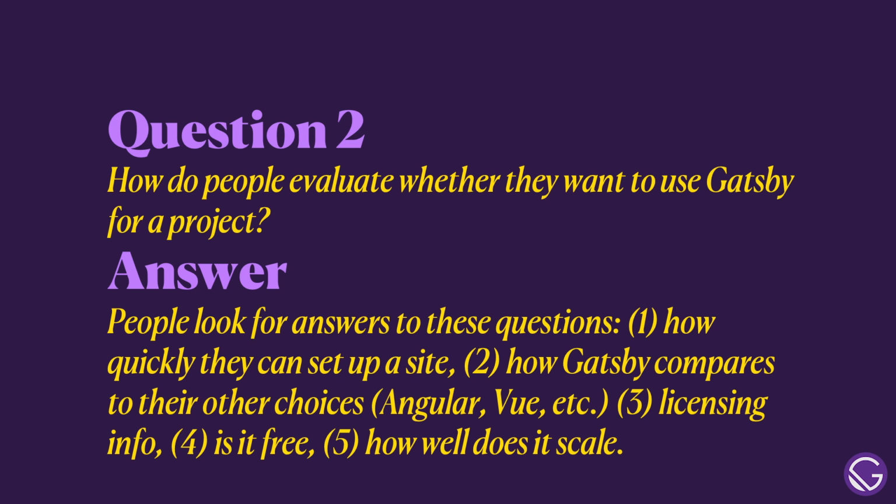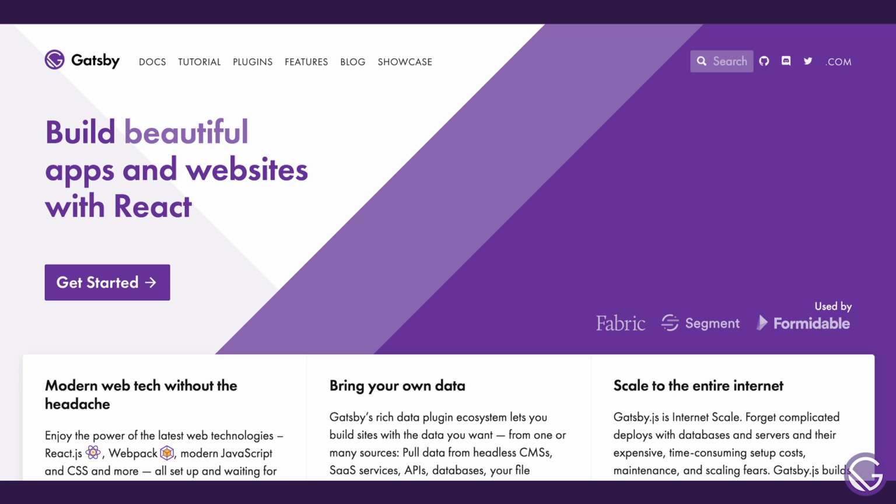Licensing information, that one kind of surprised me. I'm not a developer, so maybe that's not surprising to you. It was to me. Is it free, and how well does it scale? So these were interesting because all of these questions weren't really answered by what's above the fold on the homepage. You can't find out that Gatsby is free and open source unless you're really clued into the little GitHub icon and you're like, that probably means it's open source. So it takes a little bit of work to realize this.